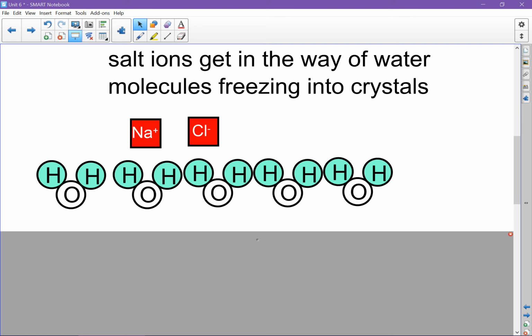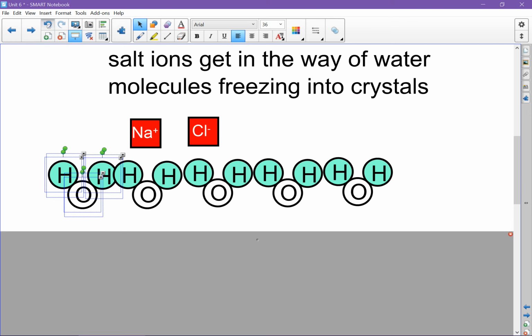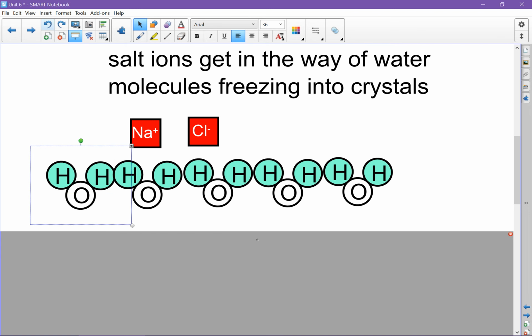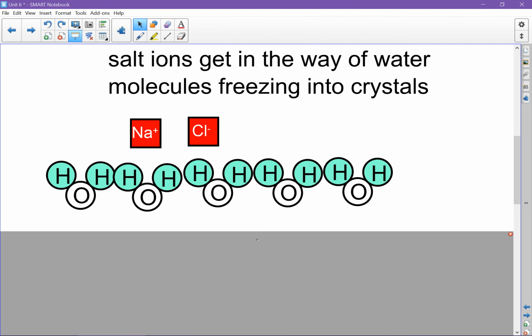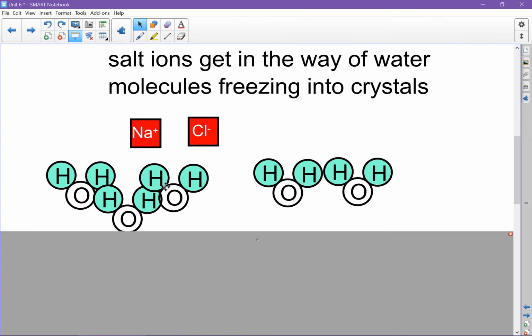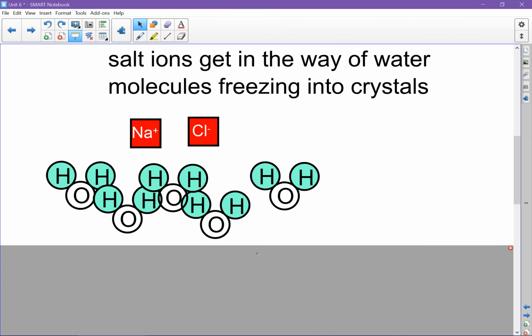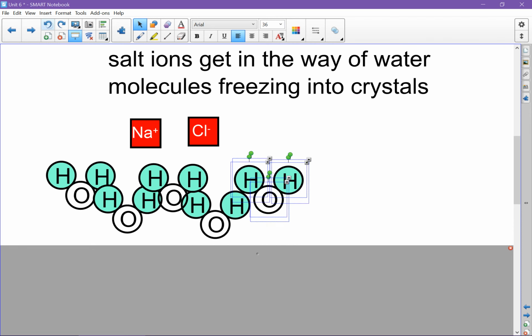Here's some liquid water, right? When you have water as a liquid, the particles are kind of touching, but they're not super on top of each other. They're just kind of nearby. When they freeze normally, they would stack up and get really close. Remember that ice, when it becomes a solid, the molecules get really, really close together.